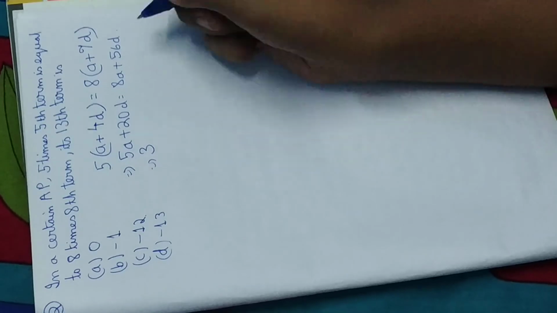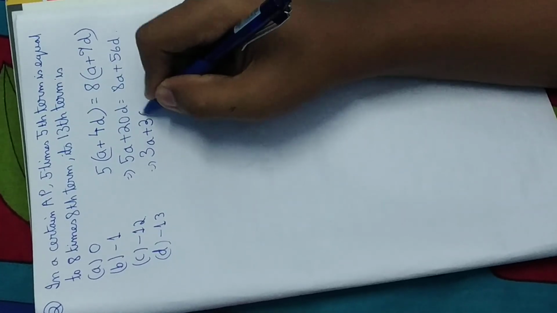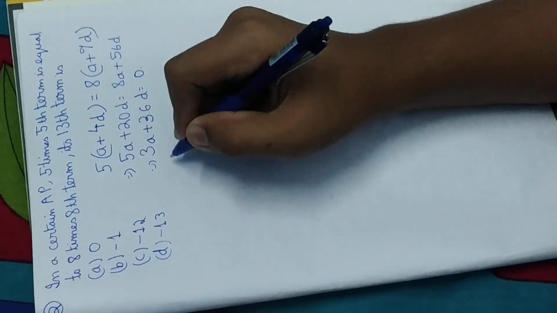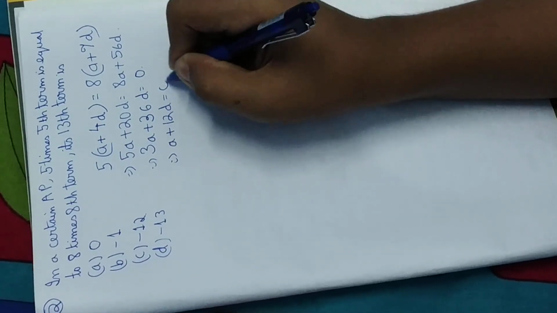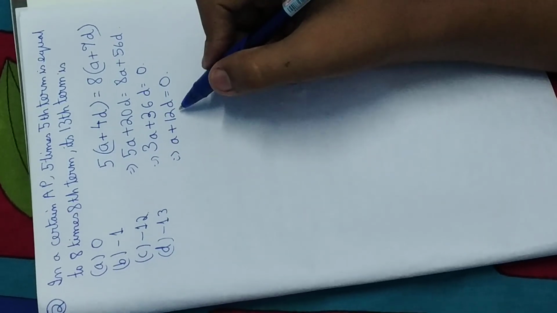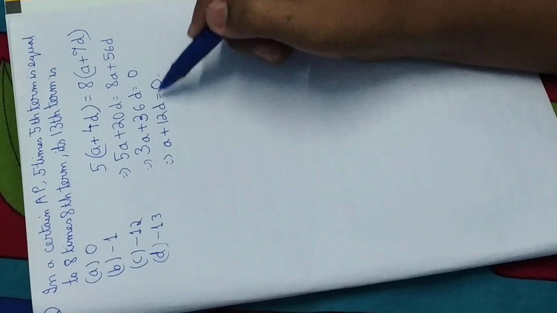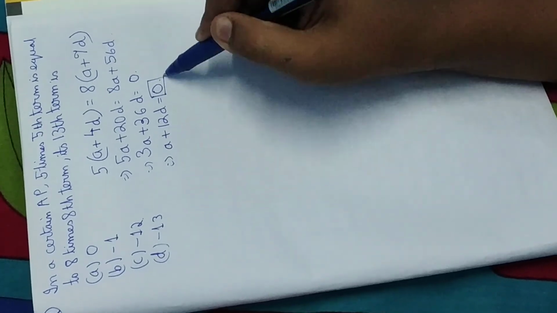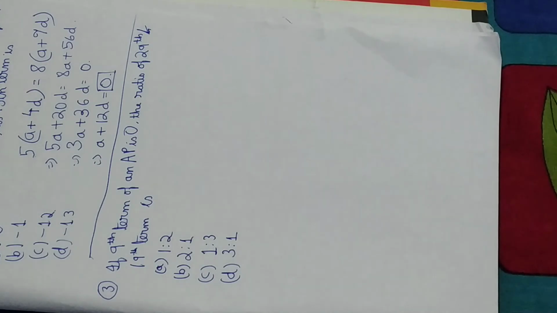Taking both the terms here, it will be 8a plus 36d is equal to 0, which comes a plus 12d is equal to 0. What is a plus 12d? The 13th term is a plus 12d, which needed to be found, and we found it to be 0. Hence the answer is 0. Very easy question. I hope all of you have understood the solution. Proceeding to the next question.